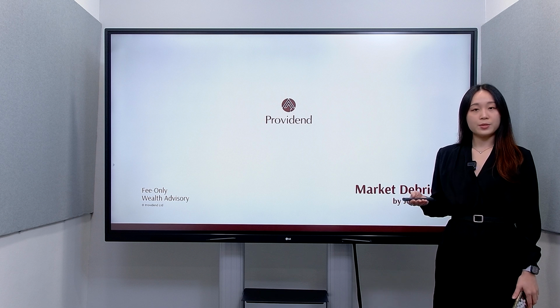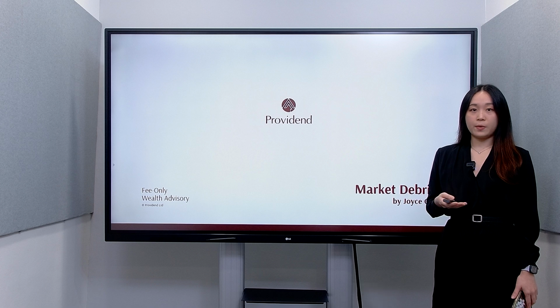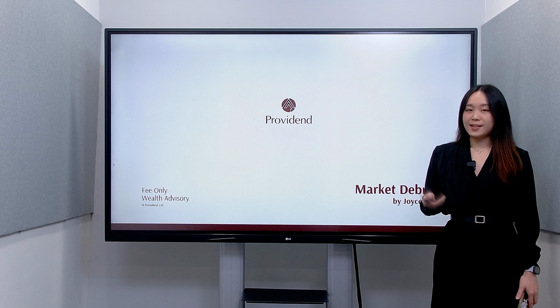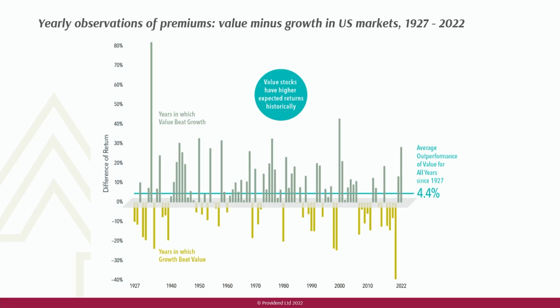But empirical data shows that value stocks in the US have consistently outperformed growth stocks. In this chart, we are looking at the yearly observations of premiums, value minus growth, in the US from 1927 to 2022. So we are looking at almost 100 years of data. The green bars represent the years in which value beat growth, and the yellow bars represent years in which growth beat value. So what do you observe?